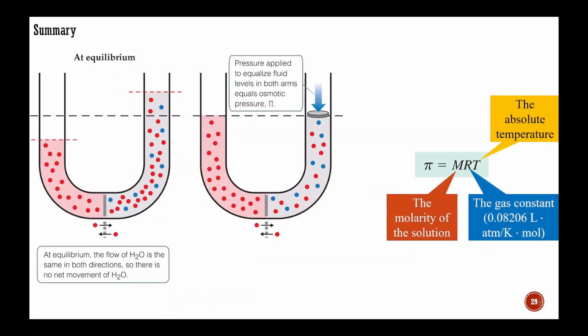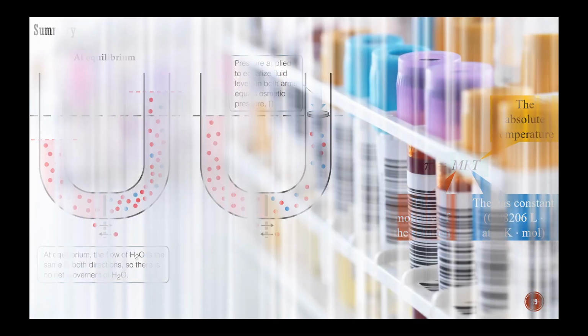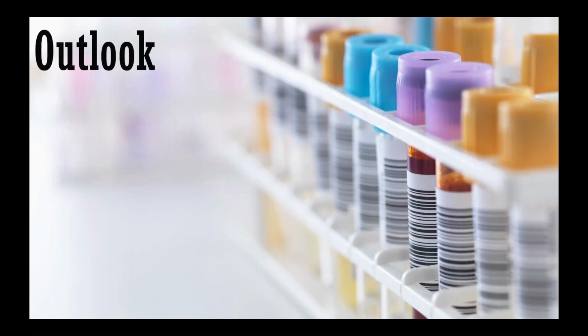Finally, you were introduced to osmotic pressure, the pressure required to stop osmosis. We observed that vapor pressure lowering, boiling point elevation, freezing point depression, and osmotic pressure depend only on the number of solute particles present in the solution, not on the nature of the particles. In the following lecture, we will briefly discuss applications of colligative properties.